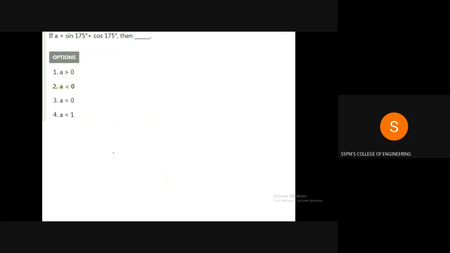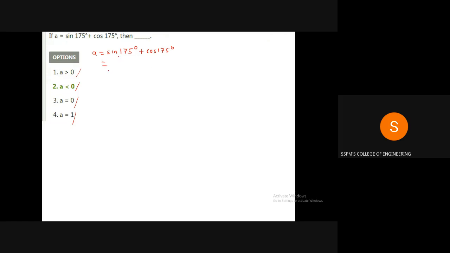So now the next question: A is equal to sine 175 degrees plus cos 175 degrees, and we have to find the nature of A. Is it greater than 0, less than 0, equal to 0, or equal to 1? So what is given? A is equal to sine 175 plus cos 175.